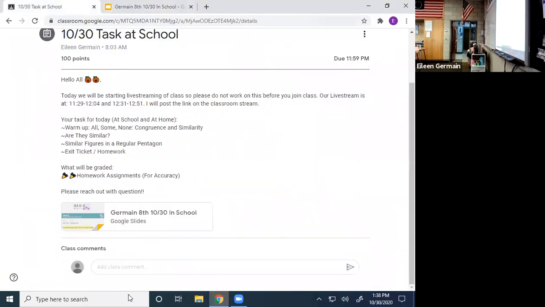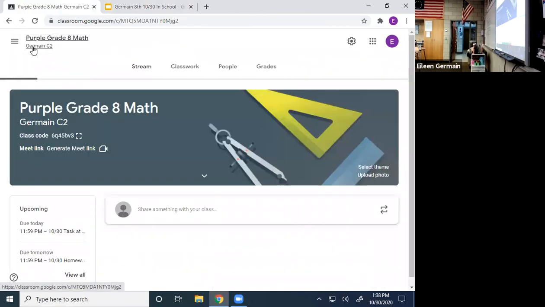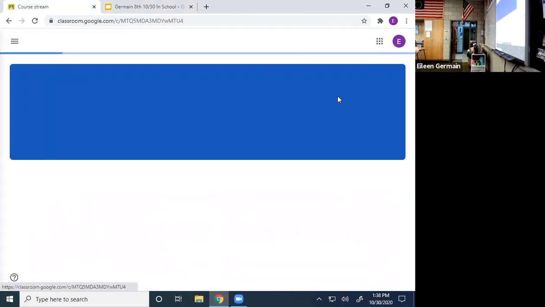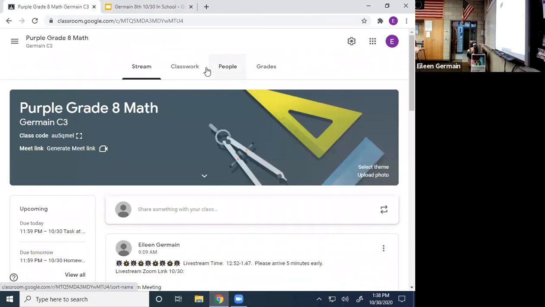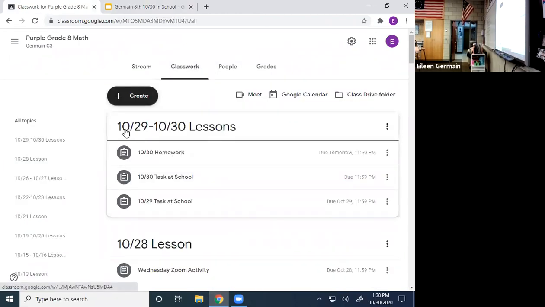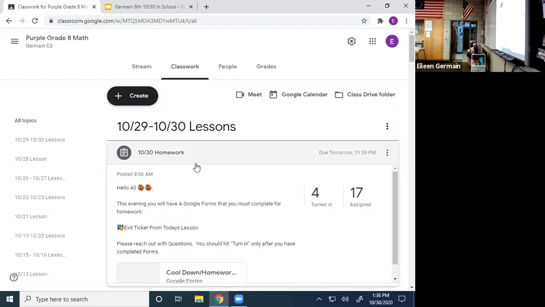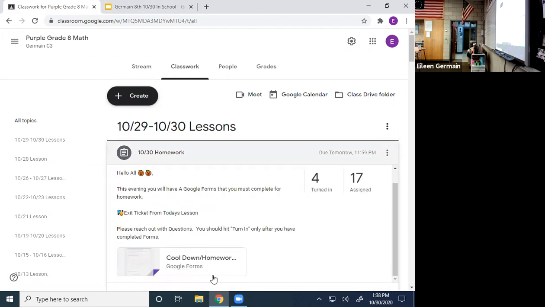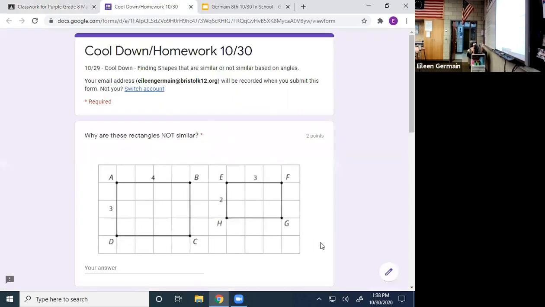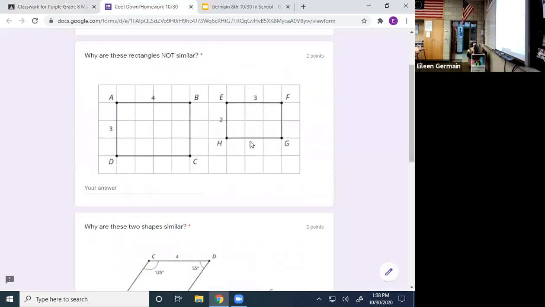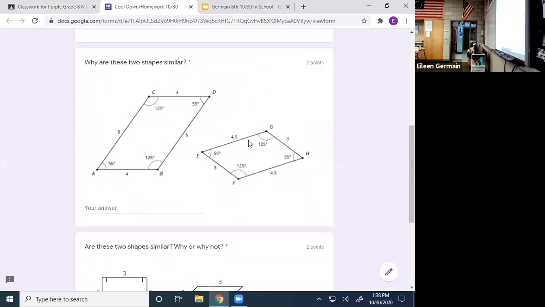So we're in our task for today. If we're in our classroom and we go to class 3, we go to classwork. Under our heading for 10:29 to 10:30, we have the 10:30 homework. I want you to click on that. And it is a cool down. I don't know why so many people already turned it in. It has 3 questions on it.